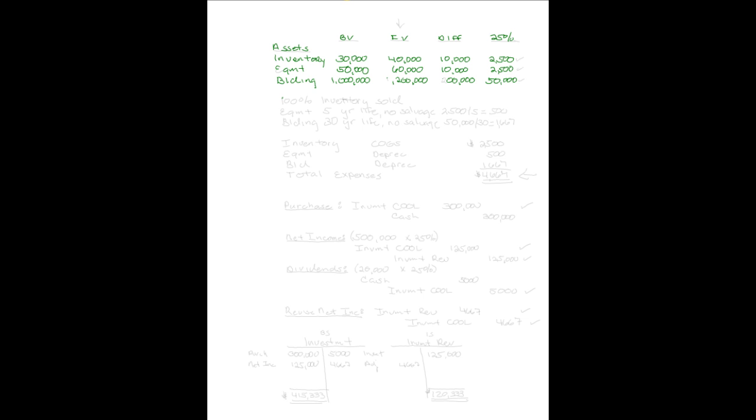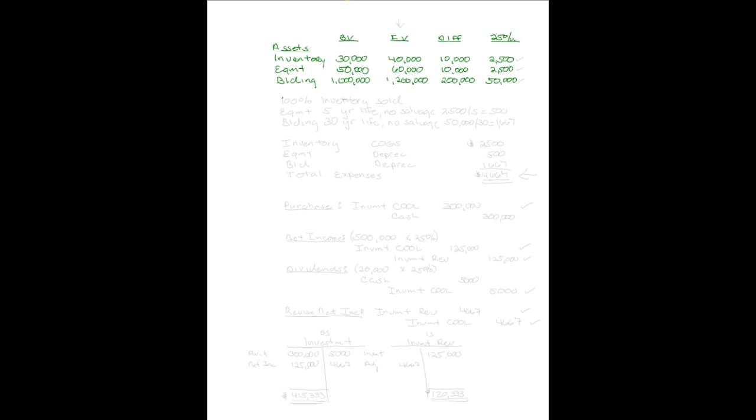So I brought forward the amounts of book value and fair value and the difference, and what 25% of that difference would be. Recall that inventory was 30, but really worth 40. Difference is 10. Our percent of that's 2,500. And the equipment, 50 versus 60, so 10,000. Our percentage of that's 2,500. And the same for the building, with our percentage being 50,000.